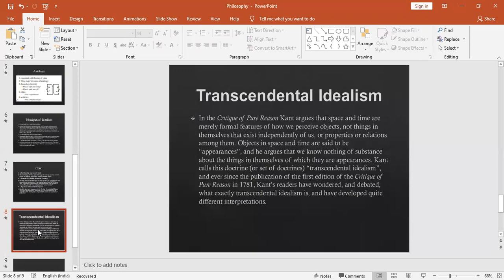So that is very, very important, right? He talks about time and appearances. So objects in space and time are said to be appearances. That is very, very important. That is transcendental idealism, right? The set of doctrines are called transcendental idealism. That is what he talks about here.